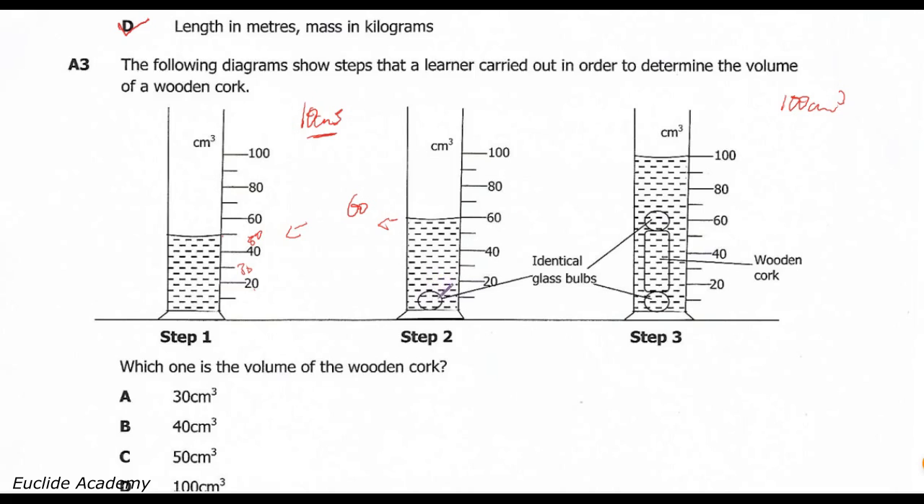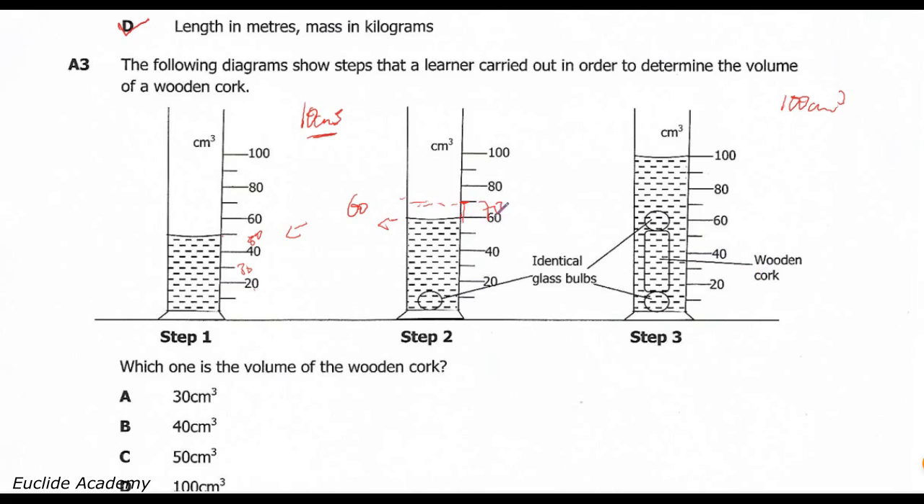If I add one glass bulb here, it goes from 50 to 60. So if I add another identical one, I expect it to go 10 centimeters further. From 60 again to go another 10, so it will come to 70. So after adding the two glass bulbs, before adding the wooden cork, we expect the level of water in this beaker to be at 70.